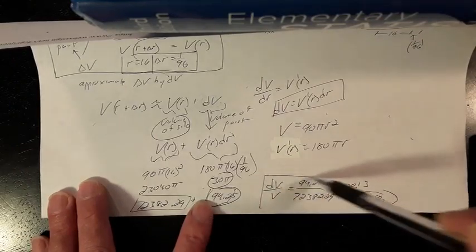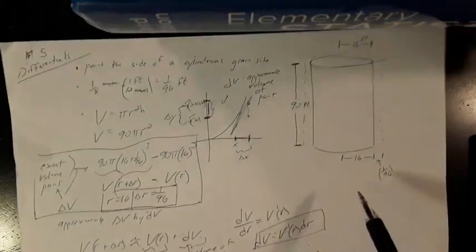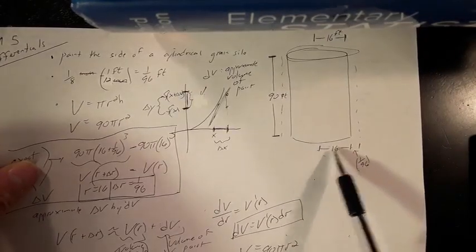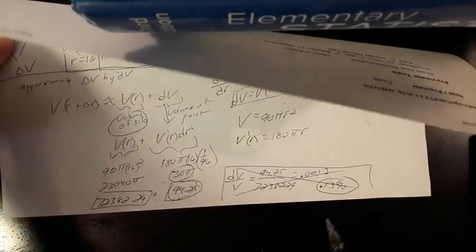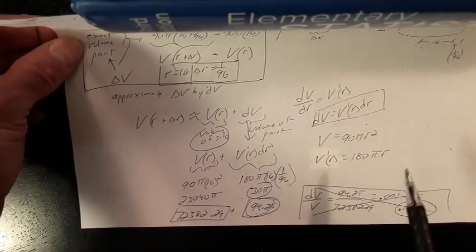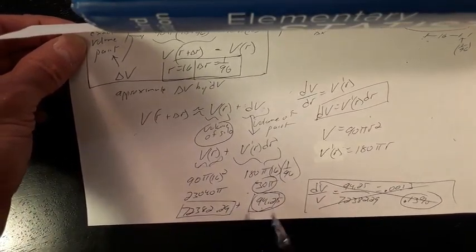Actually, in a problem like this, they wouldn't ask you for the relative error because there really is no error going on. Another way to think of this is when the radius increases from 16 to 16 plus a 96th, the volume increased by 0.13%. But we wanted the volume of the paint, and the volume of the paint is 30 pi cubic units, in other words, 94.25.